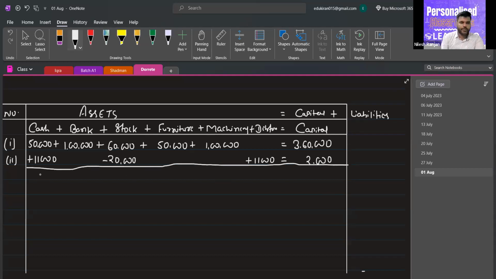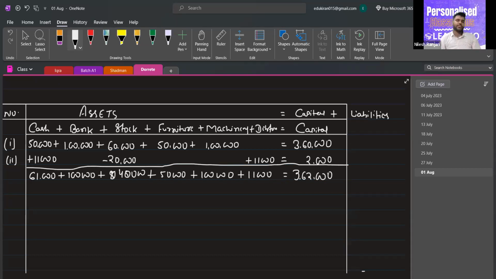Okay. Now we will add these: 61,000 plus 1 lakh plus 40,000 plus 50,000 plus 1 lakh and plus 11,000. Total on the capital side is 3,62,000. Tell me, is this clear? Yes, sir.